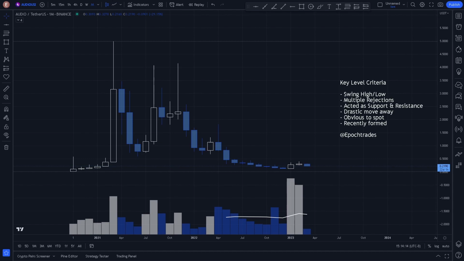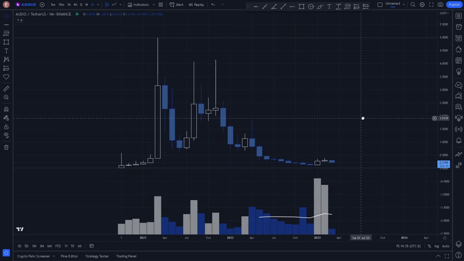Today we're going to be covering key levels on the monthly and weekly time frame for audio. So, as always, our key level criteria: we look for swing highs and swing lows, multiple rejections, acted as support and resistance, drastic moves away, obvious to spot, and recently formed. So, let's go ahead and hop right in.